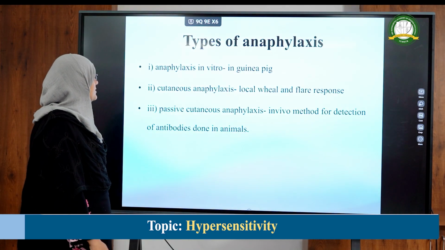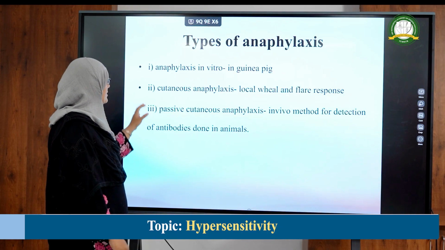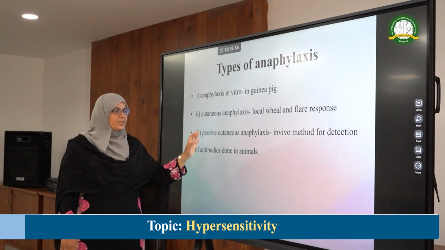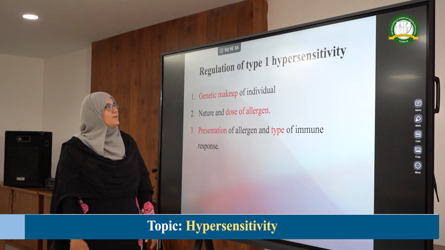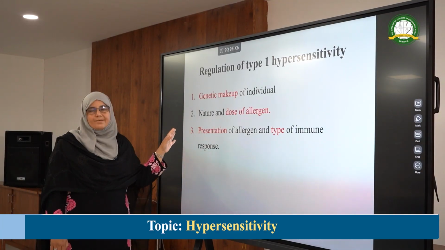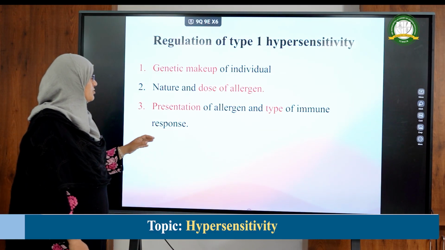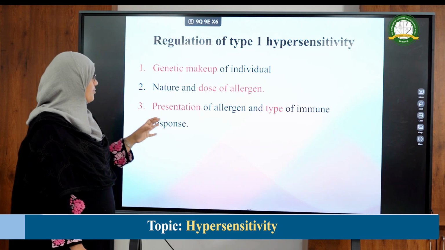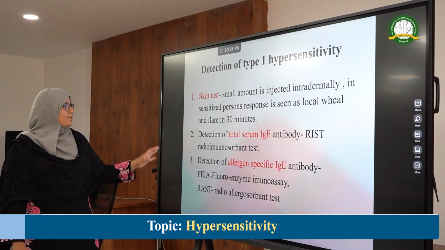The types of anaphylaxis. Anaphylaxis in vitro, an example of a guinea pig experiment. Then cutaneous anaphylaxis, where we see local wheal and flare response. Passive cutaneous anaphylaxis, an in vivo method of detection of antibodies done in animals. Regulation of type 1 hypersensitivity totally depends on the genetic makeup of the individual, nature and dose of the allergen that was induced, presentation of the allergen, whether there was any adjuvant present or it was just the allergen, and the type of immune response.